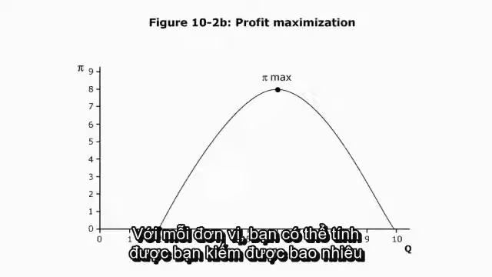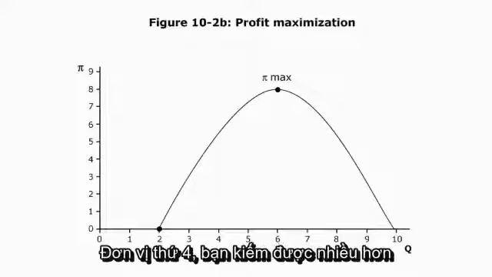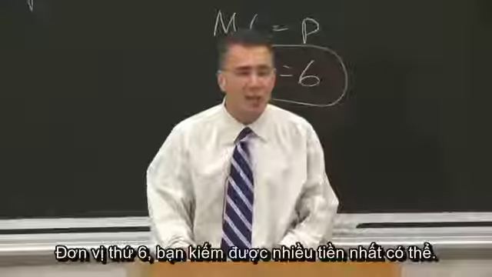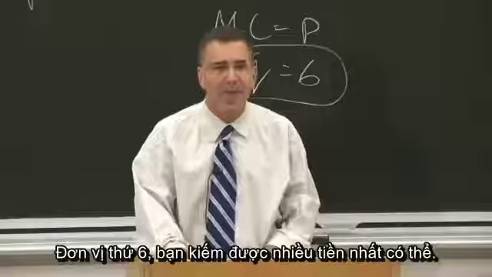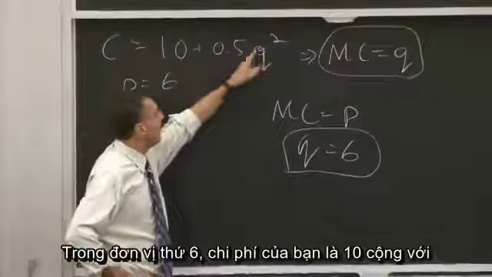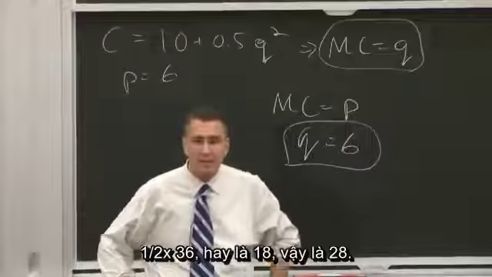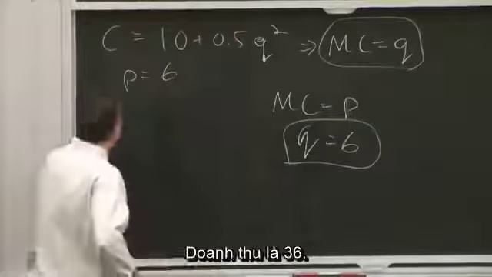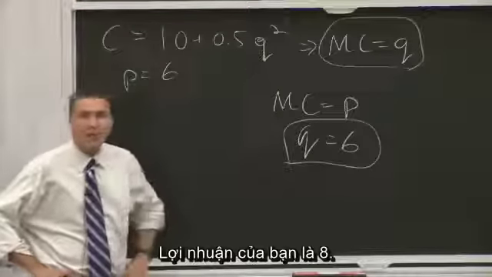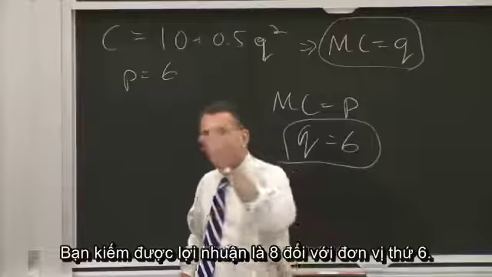So for each unit, you can calculate how much you're making on that next unit. On the 3rd unit, you made money. 4th unit, you make even more money. 5th unit, even more. 6th unit, you make the most money you can make. In the 6th unit, your costs are 10 plus half of 36, or 18, so 28. Your revenues are 36, so you make a profit of 8 on that 6th unit.